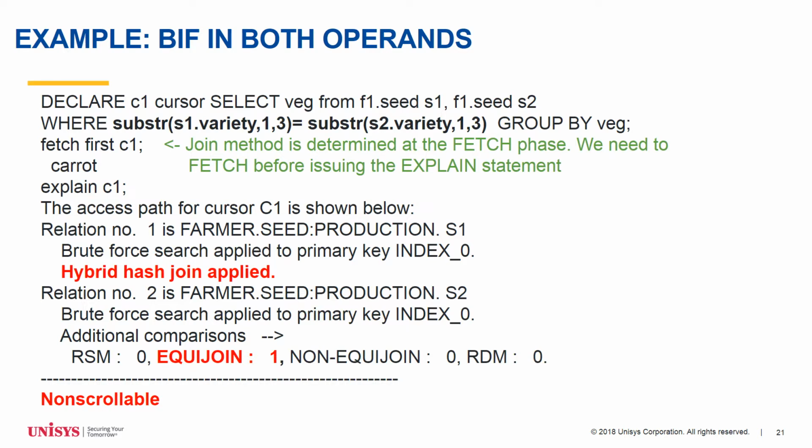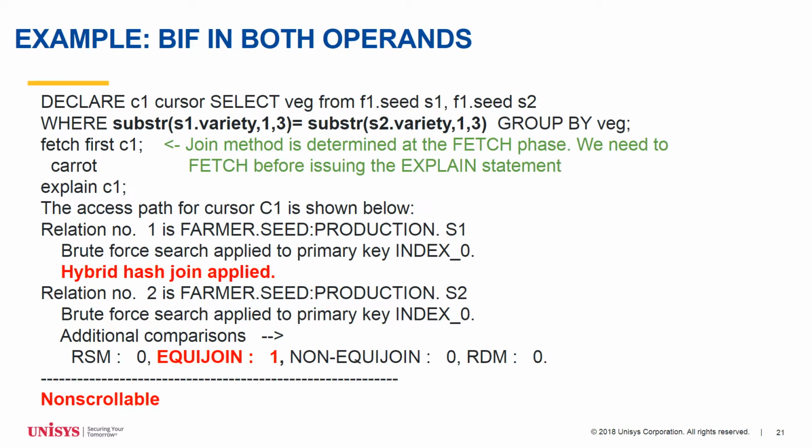In this example, both operands are determined by the substring function. The group by makes the result set non-scrollable. The variety column is not a leading key column of an index, and the operator is equality.